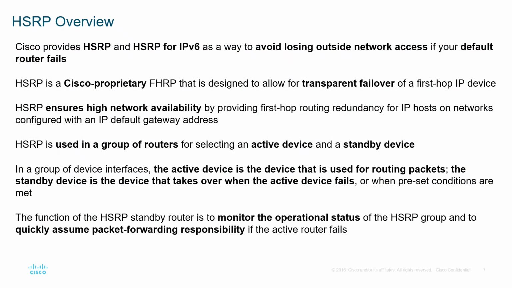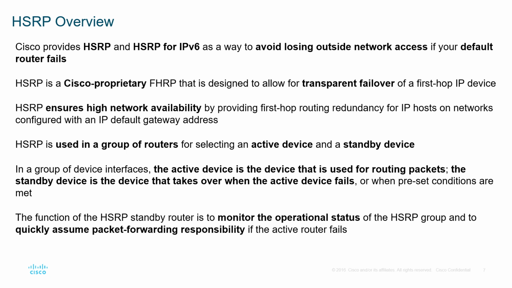So an overview of HSRP. Again, in HSRP for IPv6, they are Cisco proprietary. They are designed, again, as a first hop redundancy protocol allowing transparent failover. So it ensures high network availability by providing first hop routing redundancy for IP hosts on networks configured with IP default gateways. It is used in a group of routers for selecting an active and a standby.